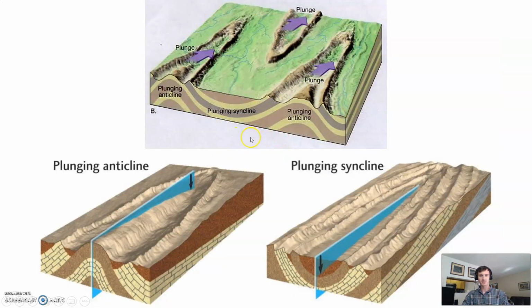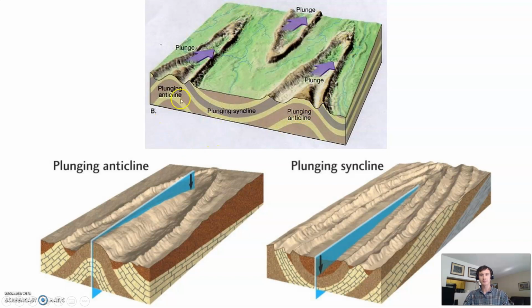So these are a couple examples here. We have a plunging anticline here, an anticline which is then tilted, so it's plunging down into the ground, and the opposite, so a plunging syncline here. And this diagram, which sort of visualizes a case where you might have both. So a plunging anticline next to a plunging syncline, next to a plunging anticline.